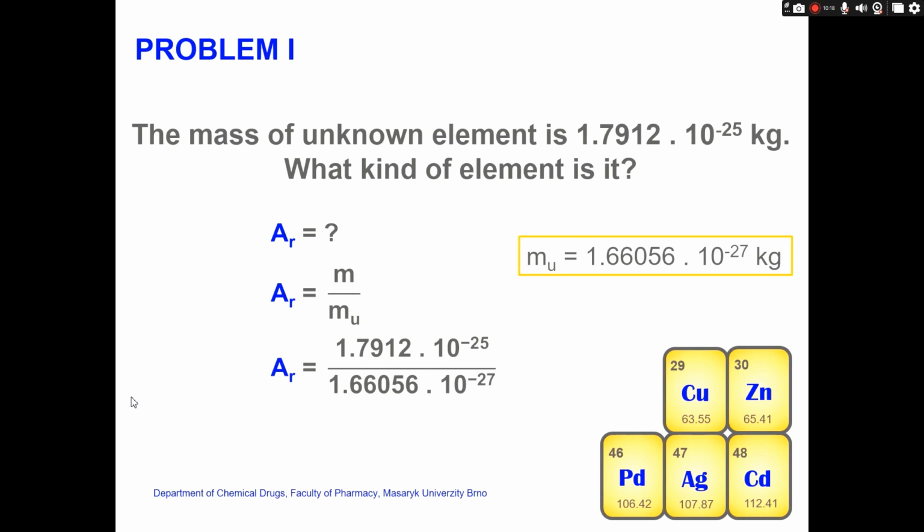So, the answer for dividing 1.79 × 10^-25 by 1.66 × 10^-27 is 107.87. So the atomic relative mass of the unknown element we are looking for is 107.87. Looking at the periodic table of elements, we find out that the unknown element is silver.